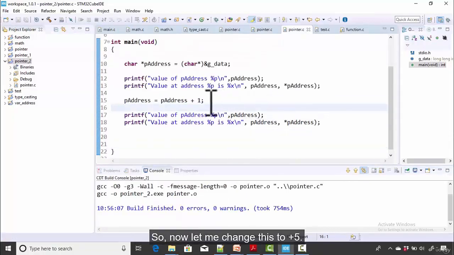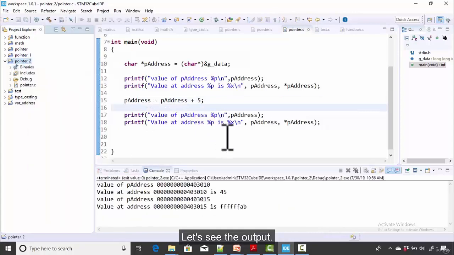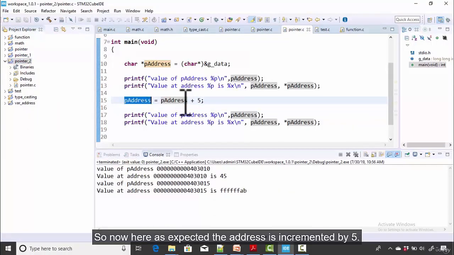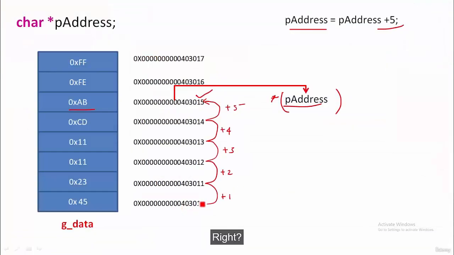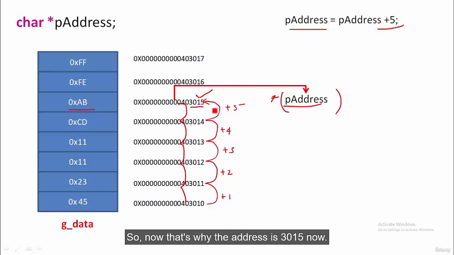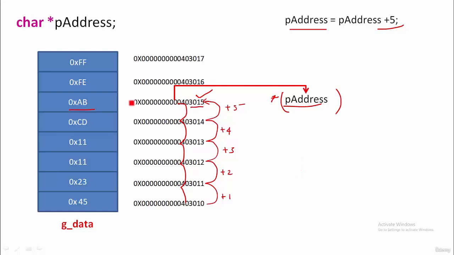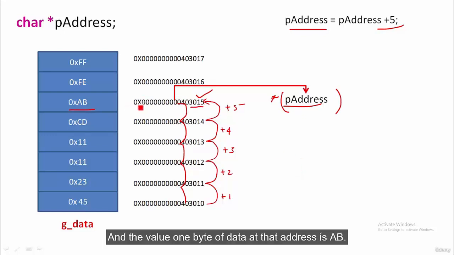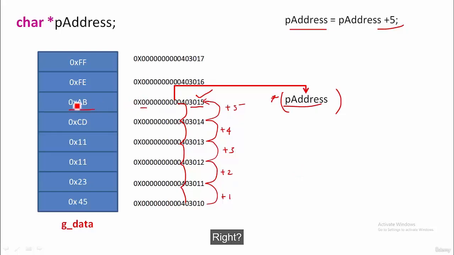All right, now let me change this to +5. Let's see the output. Here, as expected, the address is incremented by 5: 1, 2, 3, 4, 5. That's why the address is 3015 now. And the 1 byte of data at that address is AB.